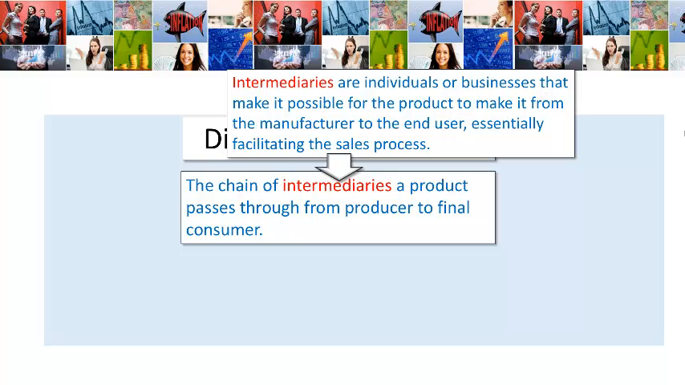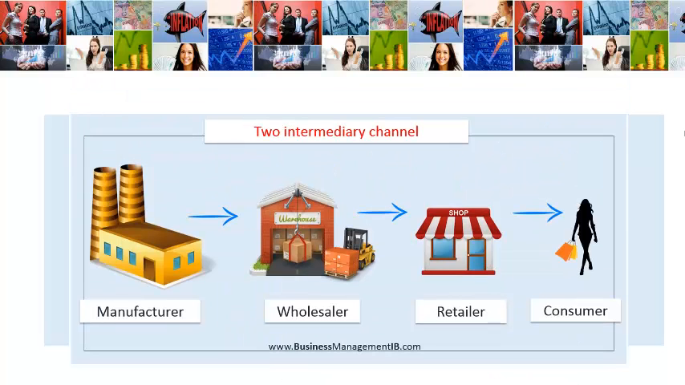Right, intermediaries, we've talked about them a little bit so far. Let's go and define them. Intermediaries are individuals or businesses making it possible for the product to go from the manufacturer to the end user, and they essentially facilitate that sales process. A chain of intermediaries a product passes through from producer to final consumer is a distribution channel.